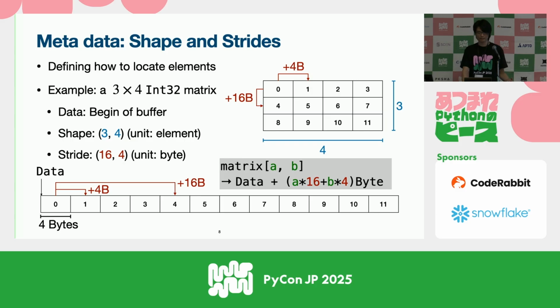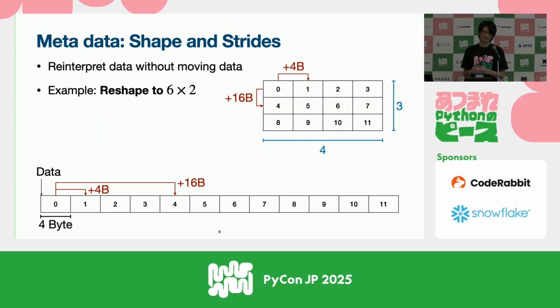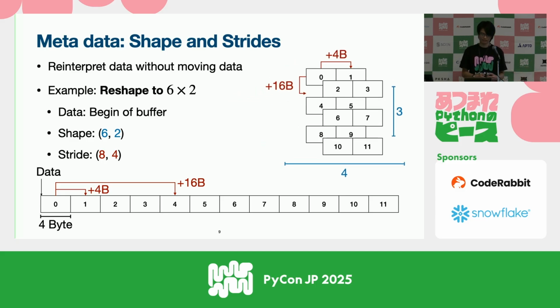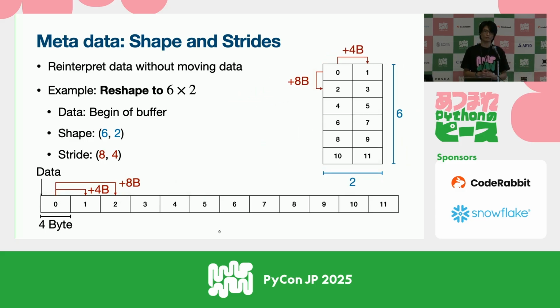Okay, with this metadata, we can easily reinterpret the data without actually moving the data from one memory block to another. So for example, if we want to reinterpret this matrix to a 6x2 matrix, what should we do? We can just take the metadata here and then modify them. With this modification, the data is reinterpreted into a 6x2 matrix, so that we don't need to do a lot of buffer copy. We can just modify these values.